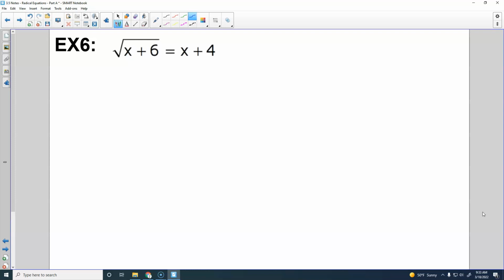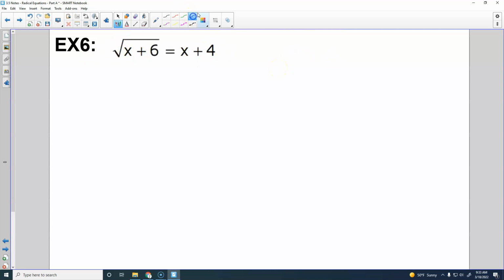Okay, so for this one, we've got the square root of x plus 6 equals x plus 4. And this is quite a bit different than even the last problem because I've got an x and a 4 here. So I got two things over here, and I can't combine them with anything, right? I can't put the x and the 4 together. I can't subtract that 4 because this 6 right here is underneath the square root and the 4 is not. So I can't do anything to combine these.